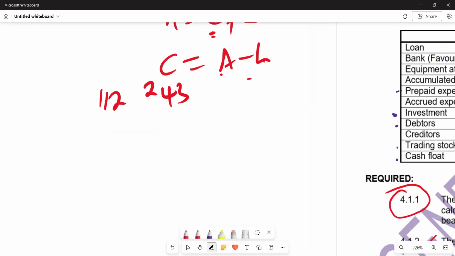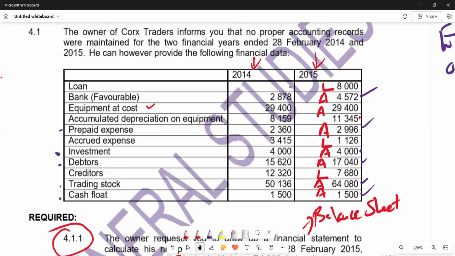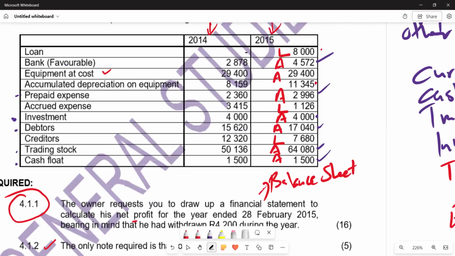112,243. So this is the total for your assets, and this is a representation of your assets. And then we subtract the total for liabilities. Liabilities, we've got this one, which is our loan, 8,000. And then we add our accrued expense, 1,126. And then we add our creditor, 7,608. And then we get the total for liabilities, which is going to be 16,806.